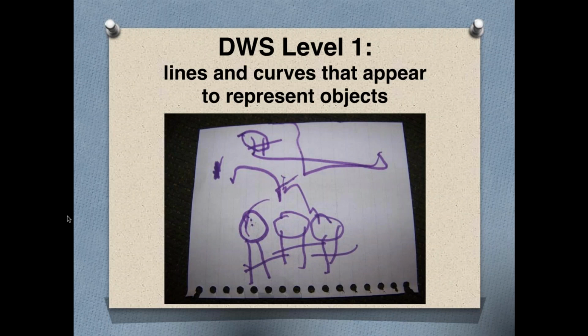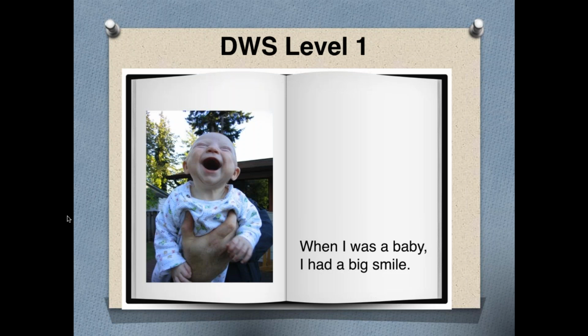So even this first stage of lines and curves that appear to represent objects, this is often very difficult for our students. Here's an example from a student with Angelman, clearly using lines and curves to represent an idea, to represent objects, but that's not a typical level of motor control.